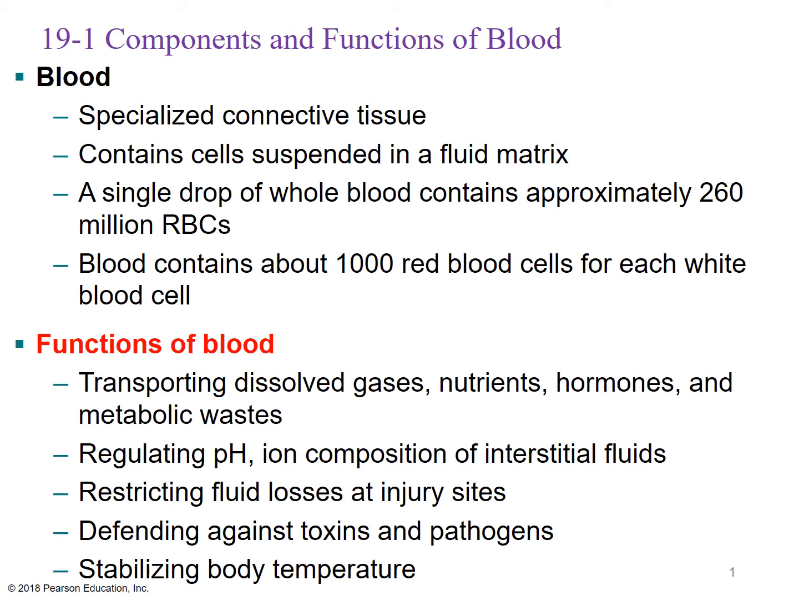There are multiple functions of blood. This includes transporting those dissolved gases like oxygen and carbon dioxide, providing nutrients, hormones, and moving metabolic waste. We are also going to be able to help regulate the pH with the blood, the ion composition of the interstitial fluids, restricting fluid losses at injury sites, so making sure that the blood clots whenever there is a cut or an open wound, defending against toxins and pathogens, so this will be involved in immunity, and then of course stabilizing body temperature as well.